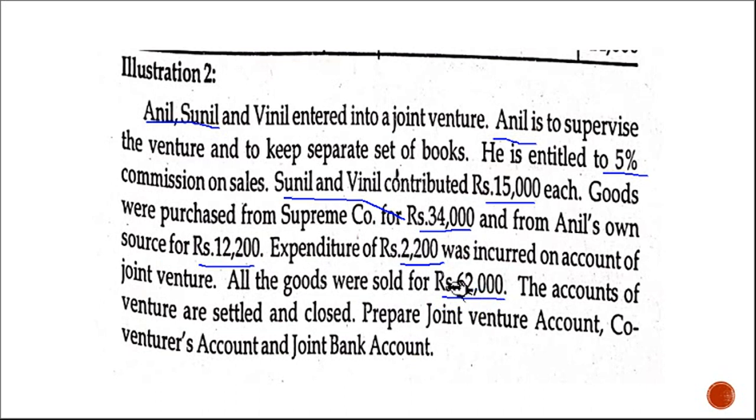All the goods were sold for rupees 62,000. So here nothing is given, name is not given, so cash sales. The accounts of joint venture are settled and closed. Prepare joint venture account, co-ventures account and joint bank account.